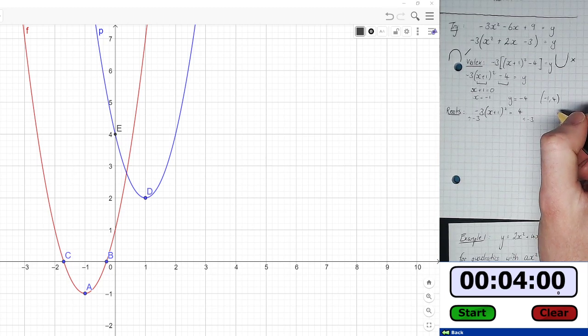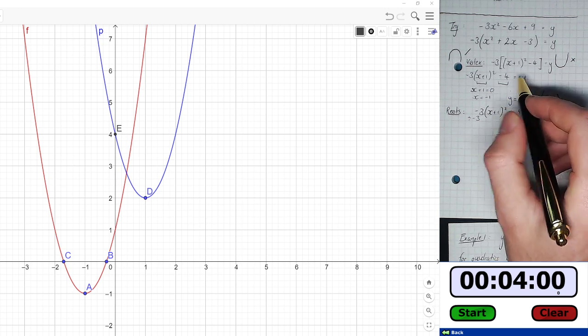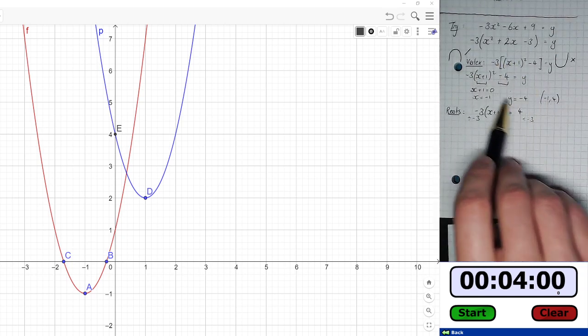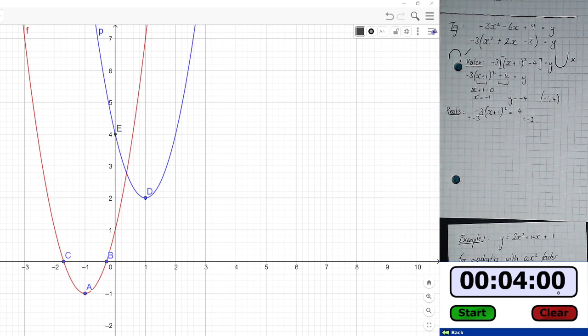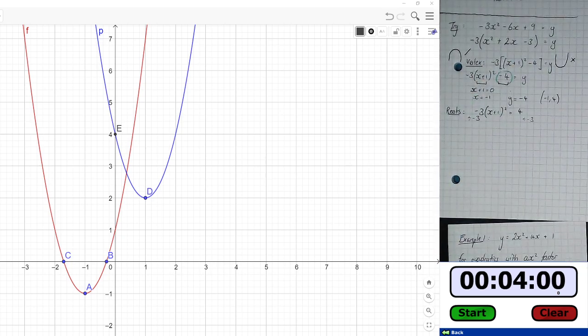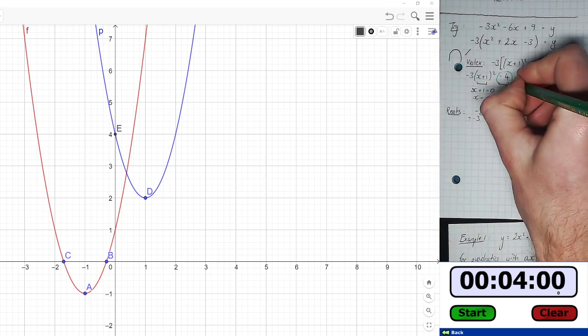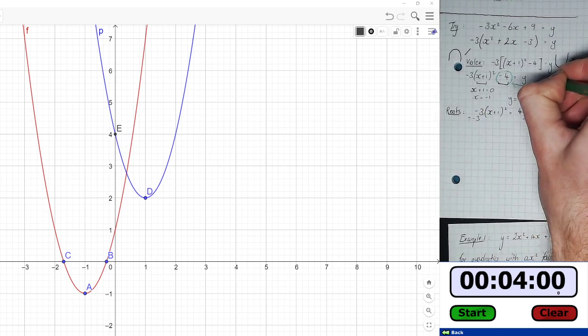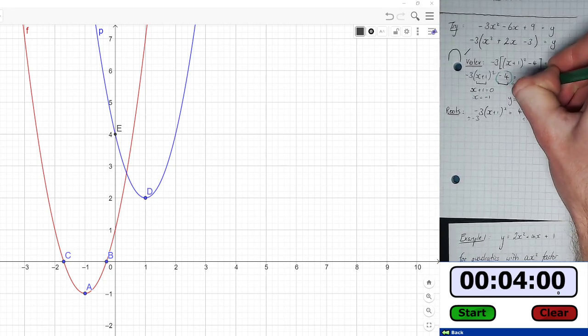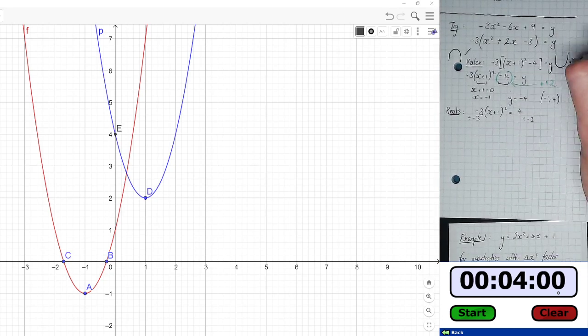Now, hang on a moment. I've made a mistake. Here we go. So, my mistake has come in over here. Yes, there we go. Celine's got it. That should be negative 12. Good spot. Positive 12 even. Positive 12. Good spot.